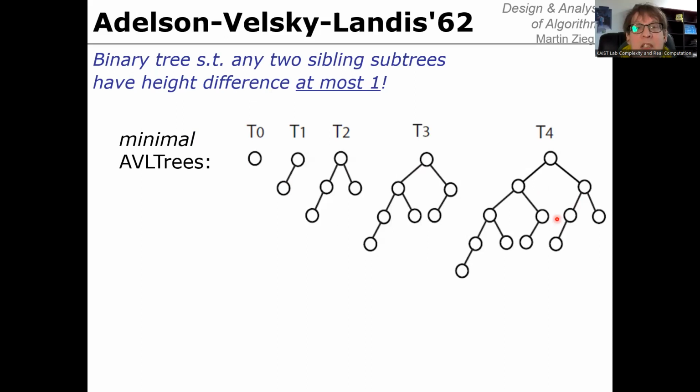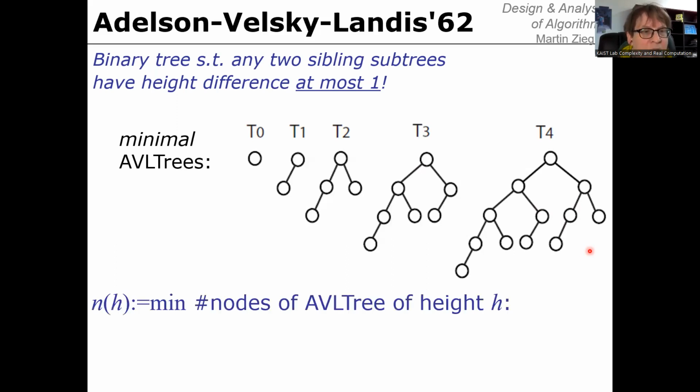And this is easy to see. If you remove any node here in T4, then either you violate the AVL property or you decrease the height. So these are the AVL trees with the smallest number of nodes for a given height. And here, let's call that n of h, the minimum number of nodes of any AVL tree of height h. And here we have this recursive iterative construction of such a minimal number of nodes.